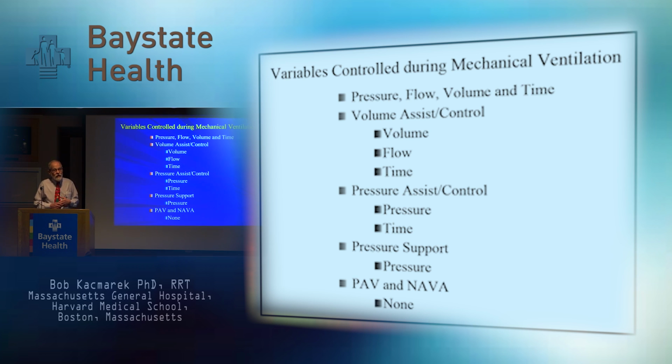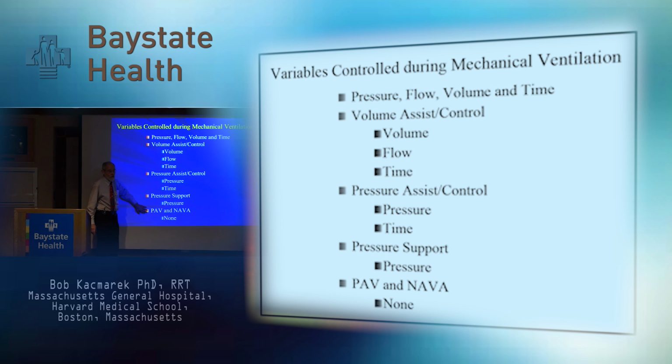So when you look at the classic modes of mechanical ventilation, depending on which mode you're making reference to, you either set pressure, flow, volume, or time, or a multitude of those. And as you can see, when you go from volume ventilation to pressure assist control, to pressure support, to NAVA, the amount of control changes. Volume ventilation, because of the way we deliver it, has the greatest probability of causing asynchrony.